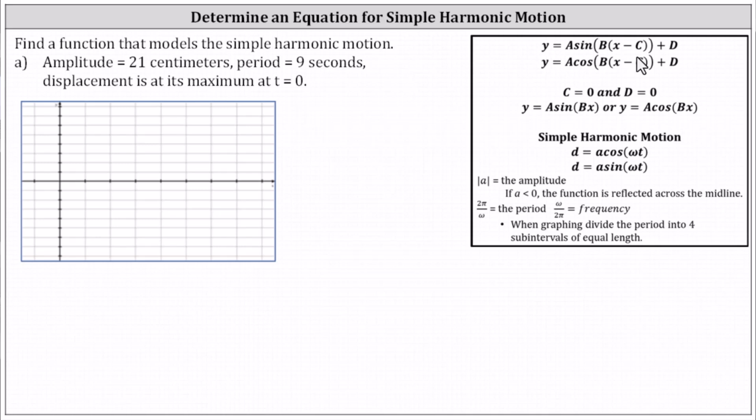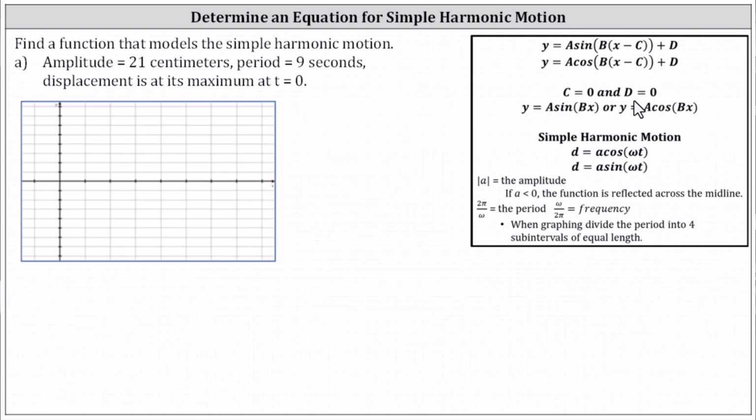Notice if we let c and d equal 0, the form is y equals a times sine of bx, or y equals a times cosine bx, which are the same forms for the equations for simple harmonic motion. Recall when c equals 0, there is no phase shift or horizontal shift, and when d equals 0, there is no vertical shift, and the midline is the horizontal axis.